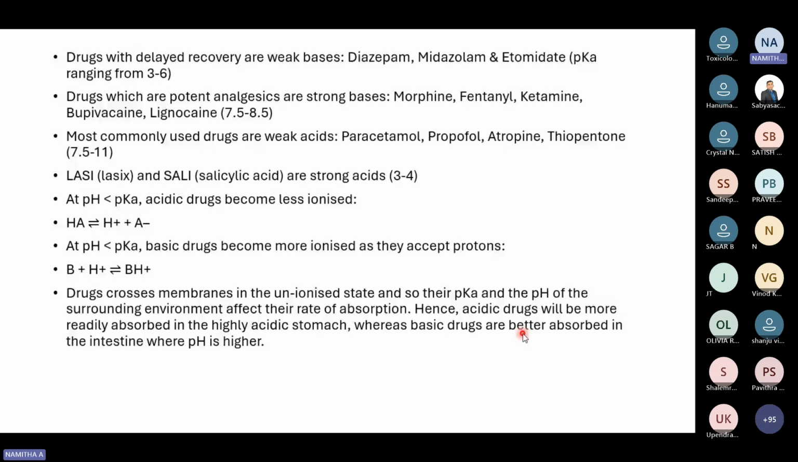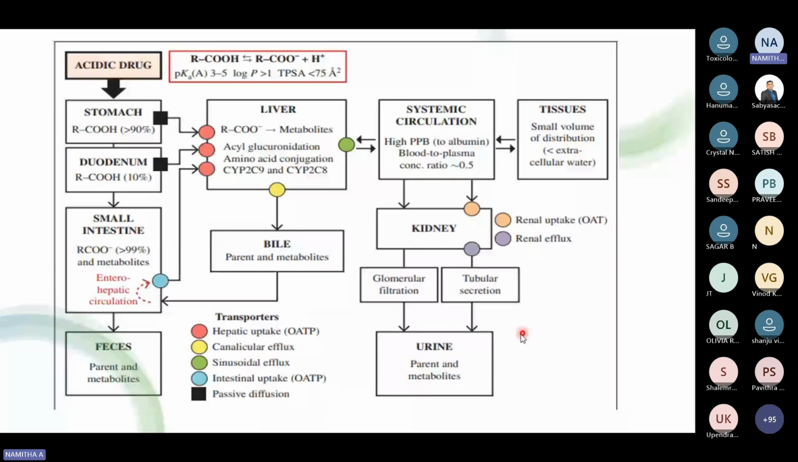Let's see here how the acidic drugs act in the body. So once the acidic drug is taken, it enters the stomach. This black indicates the passive diffusion. Once it enters the stomach by passive diffusion, because this is an acidic drug and in the stomach there is an acidic pH, it directly gets absorbed to the liver by passive diffusion.